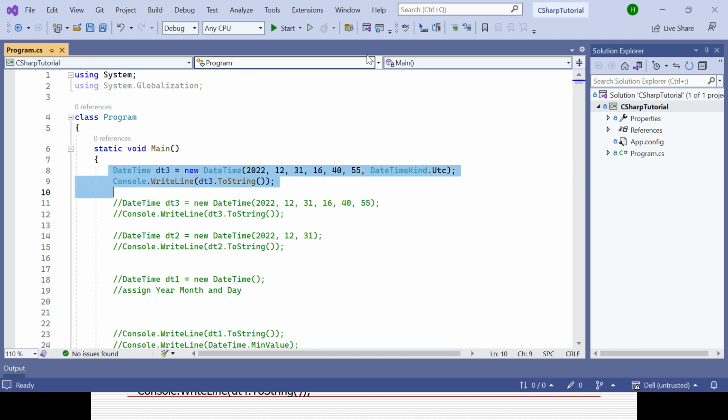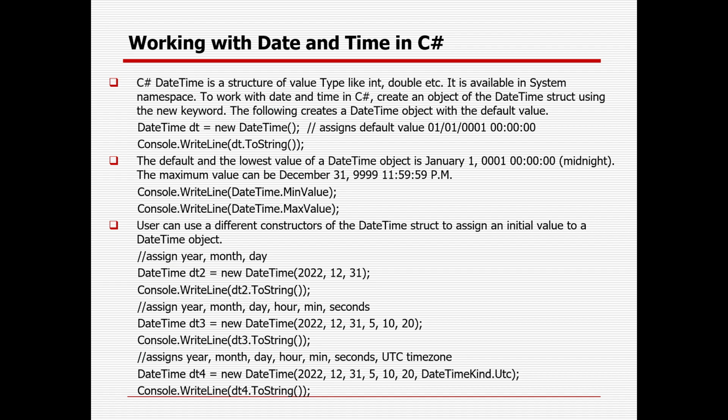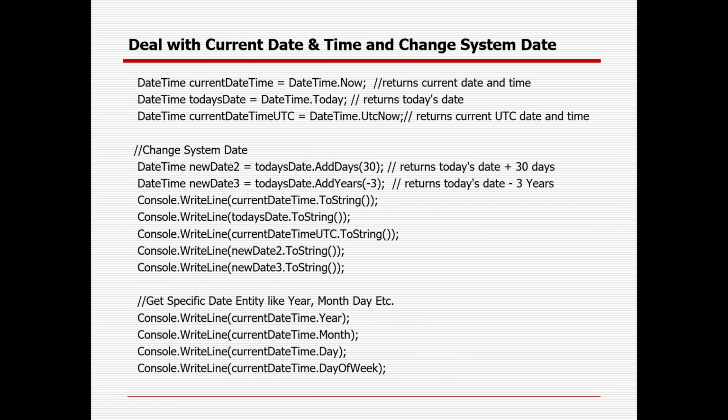Now let's comment it out again, and in the next slide you can see how you can deal with the current date and time, how you can change your system date, and how you can get a specific entity like year, month, day, hour, minute, second, instead of all the details, right?